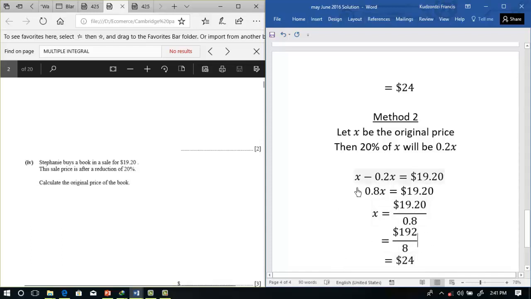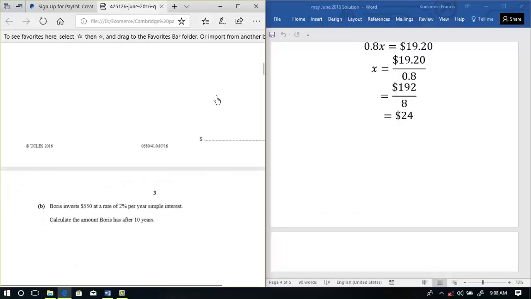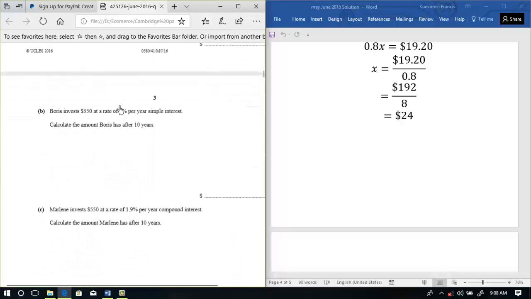So here's another way of doing it. Now let's move on to the B aspect. Boys invests $550 at a rate of 2% per year simple interest. Calculate the amount Boys has after 10 years. So the B aspect.